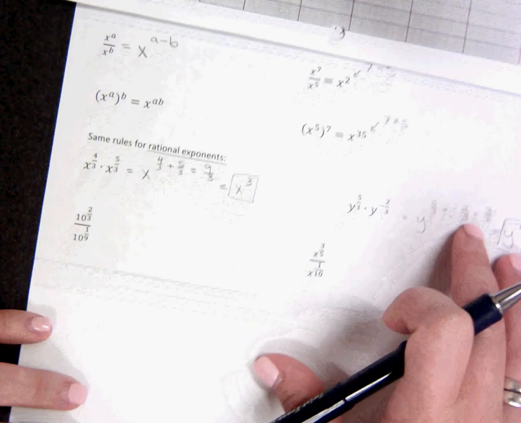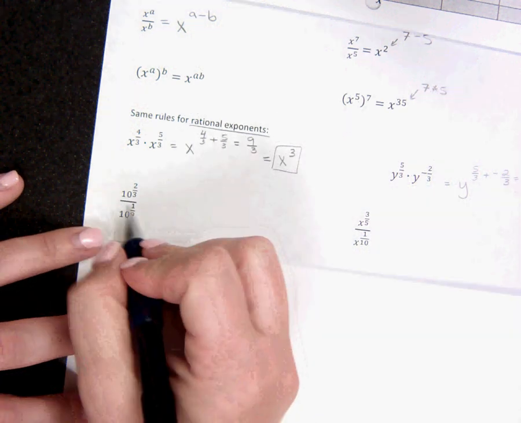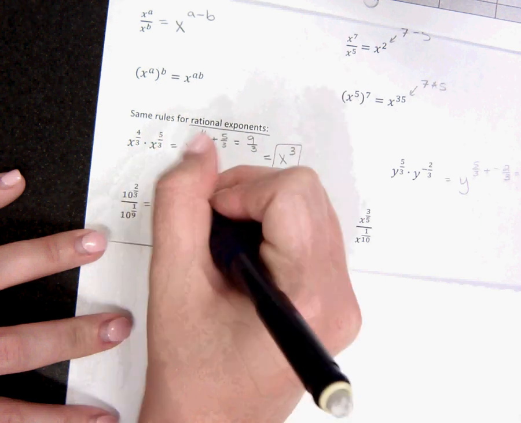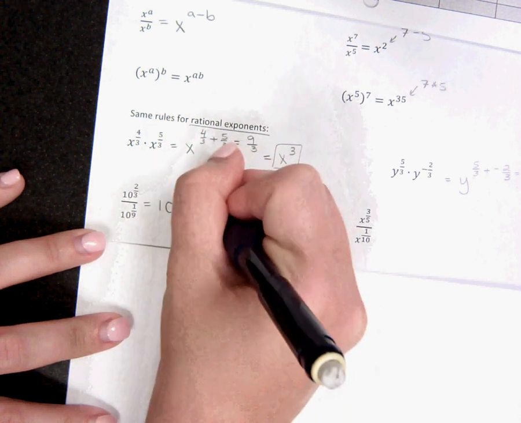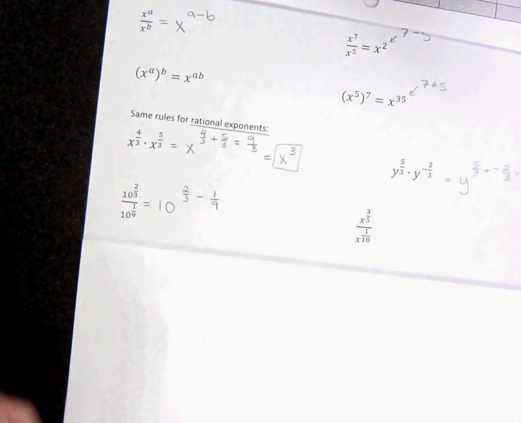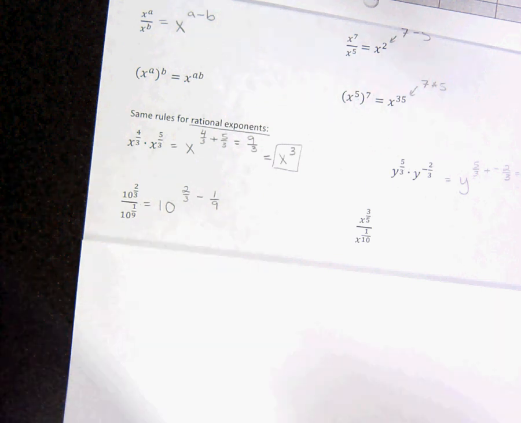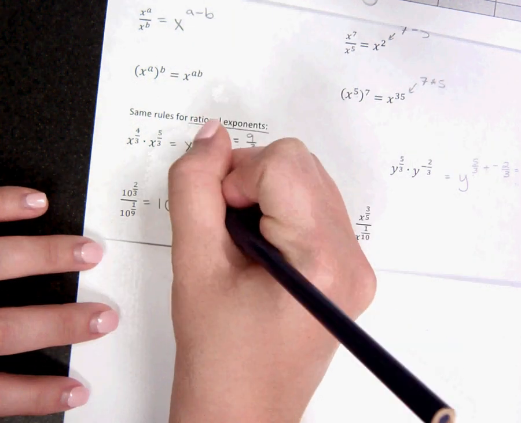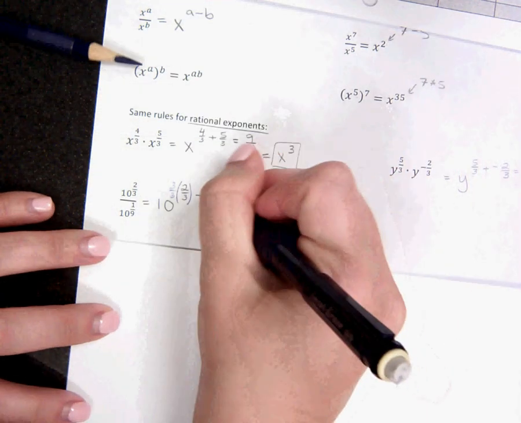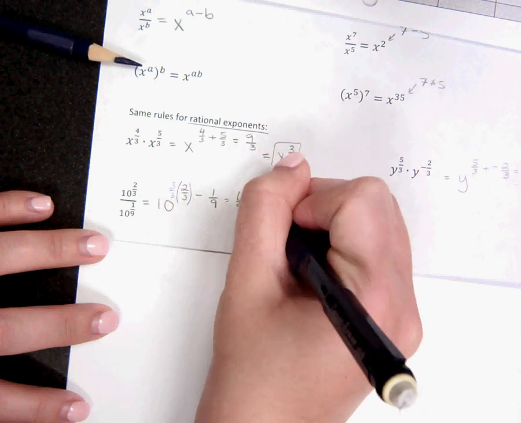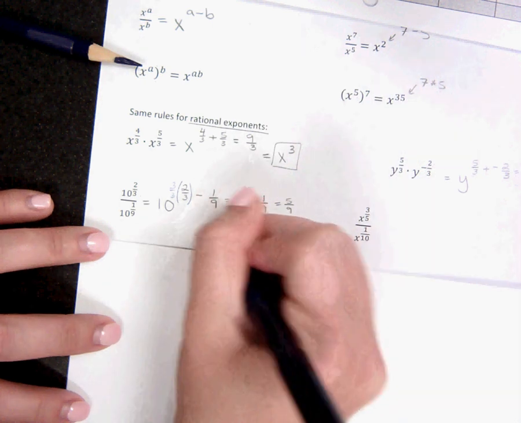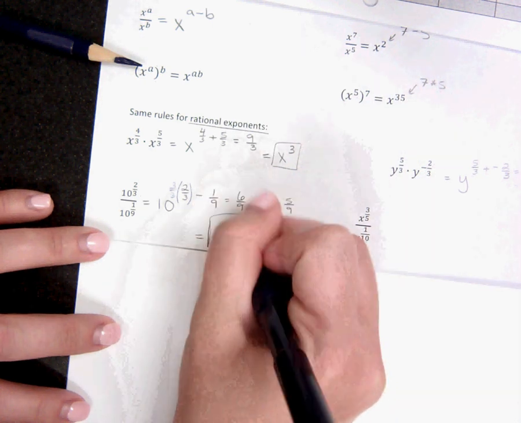Same idea with the quotient rule. We can subtract the powers. So 10 to the 2/3 over 10 to the 1/9 would be 10 to the 2/3 minus 1/9. We have to have common denominators to subtract them, so I'm going to have to get that common denominator, which should be pretty easy. I like to use a different color for this part. Multiply that by 3/3. That's going to give me 6/9 minus 1/9, which is 5/9. So my final answer would be 10 to the 5/9.